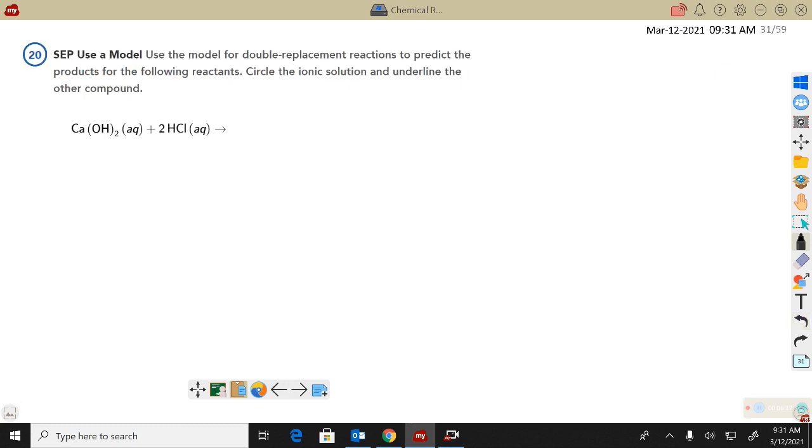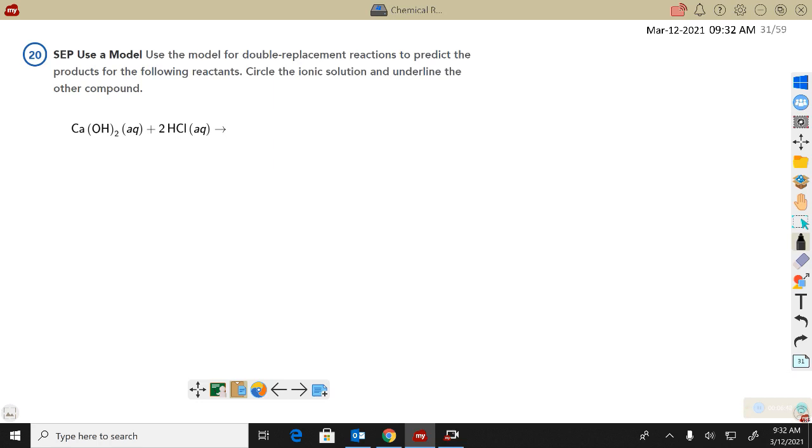So in number 20 then, let's see if we can do one of these. Use the model for double replacement reactions to predict the products of the following reactants. Circle the ionic solution and underline the other compound, which I think they're referring to the products. Okay, so I've got an aqueous solution of potassium hydroxide mixing with HCl, which is the formula for hydrochloric acid.